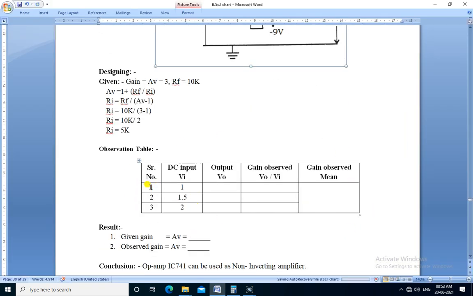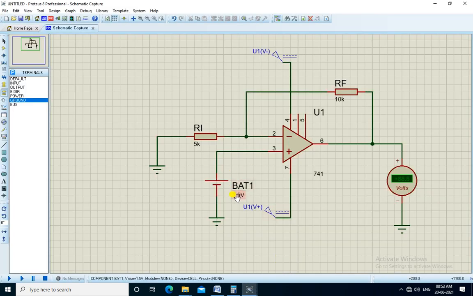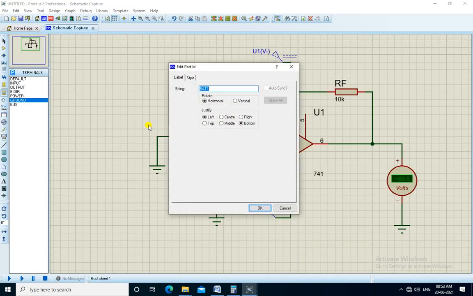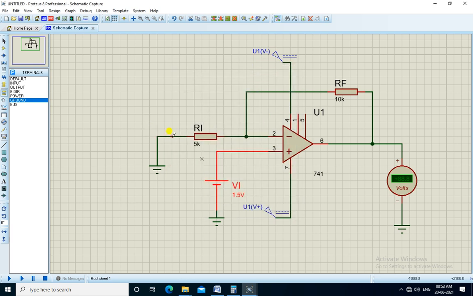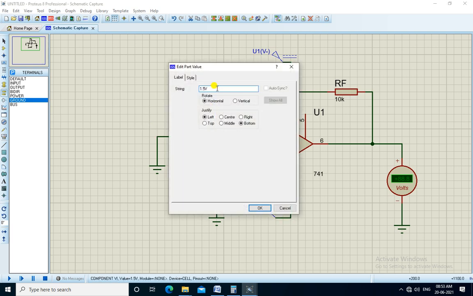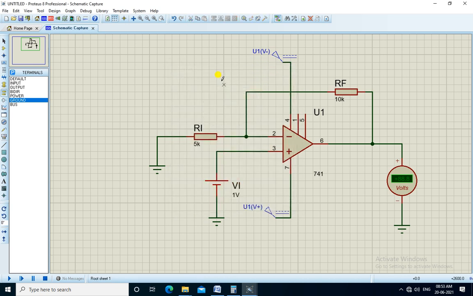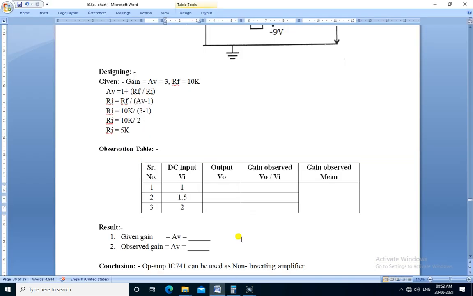The first observation, we need to apply the input voltage of 1 volt. So we set the input voltage VI to 1 volt. We run the simulation and we get the output voltage 3 volt mentioned here.